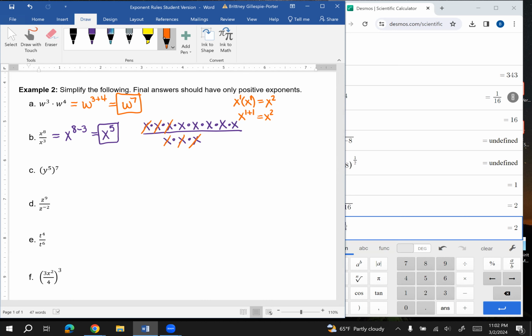All right. In part C, when we have an exponent raised to another exponent, you get to multiply the exponents. So we get y to the 35th. The reason that this works is if we had y to the 5th to the 7th, that means that we would have y to the 5th times itself 7 times. So we would add all of our exponents, and 5 added to itself 7 times gets us 35.